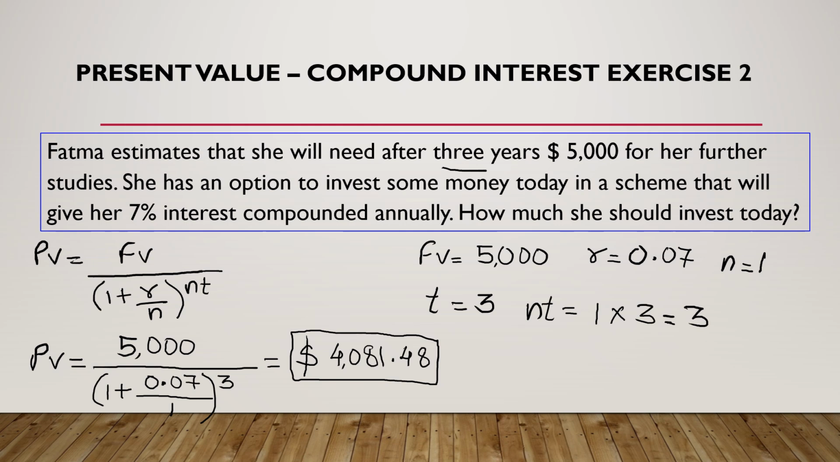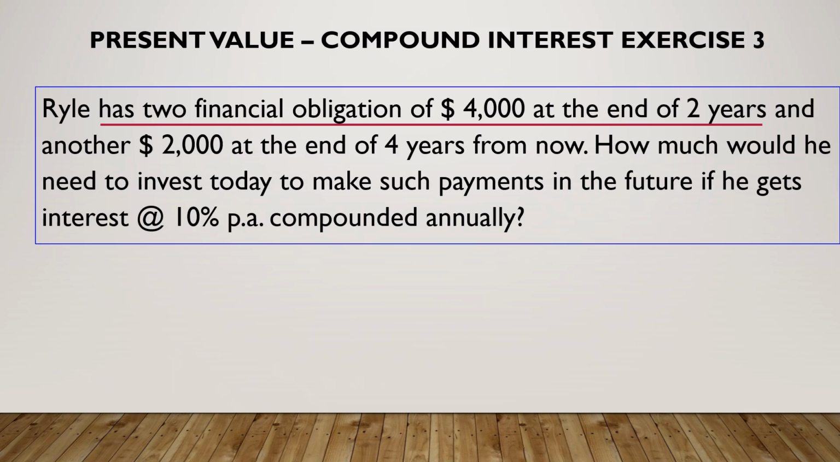We'll take the last exercise so that it is more perfect for us. Now Ryle has two financial obligations: $4,000 at the end of 2 years and another $2,000 at the end of 4 years from now. So how much would he need to invest today to make such payments in the future if he gets interest at 10% per annum compounded annually? So two options are there. First option, for both we need to find out the present value.